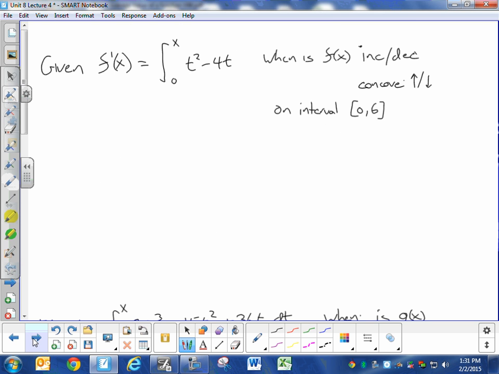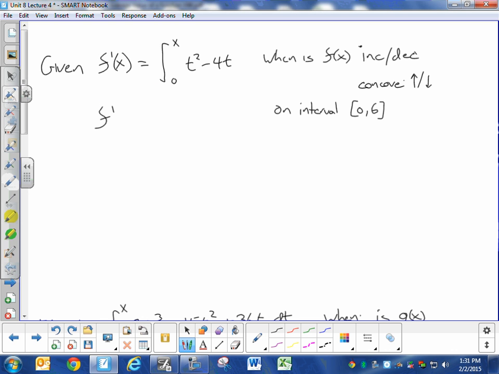More questions. Given F prime is equal to this, when is f of x increasing, decreasing, concave up, concave down in the interval from 0 to 6? Well, this is tough. F is going to be increasing or decreasing when f prime is positive or negative. Now, how do I know what f prime is doing if it's equal to this? Well, it's not going to be that bad.